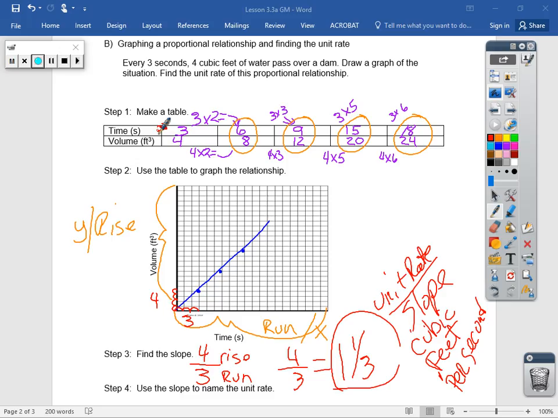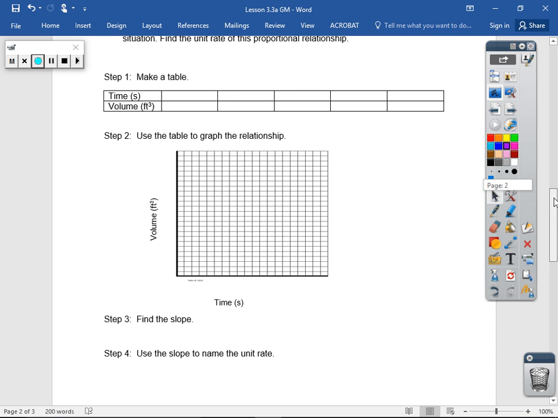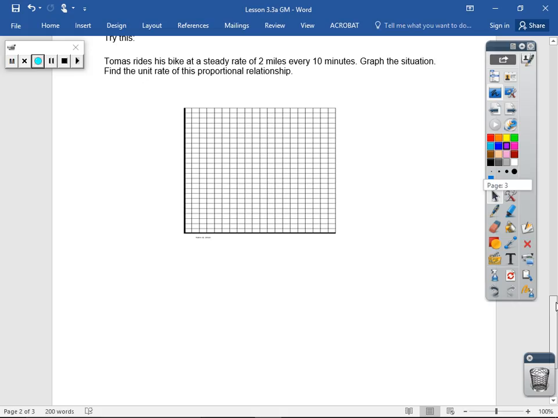All right. Let's clean this. Are you ready for the next one? Try this. Thomas rides his bike at a steady rate of 2 miles every 10 minutes. Graph the situation.